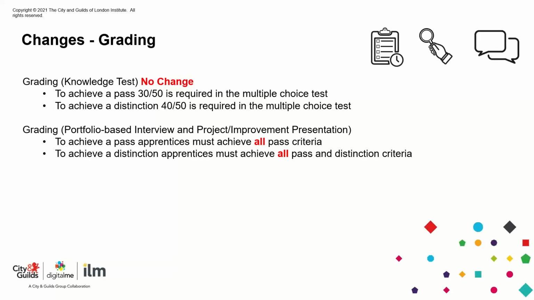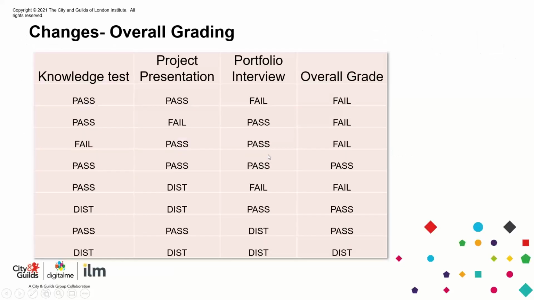The changes actually have had an effect in terms of grading, particularly for the other 2 components, the portfolio-based interview and the project improvement presentation. So with this new assessment plan, now in order to achieve a pass, apprentices must achieve all the pass criteria within each assessment method. And in order to achieve a distinction, apprentices must achieve all the pass and distinction criteria in each assessment method.